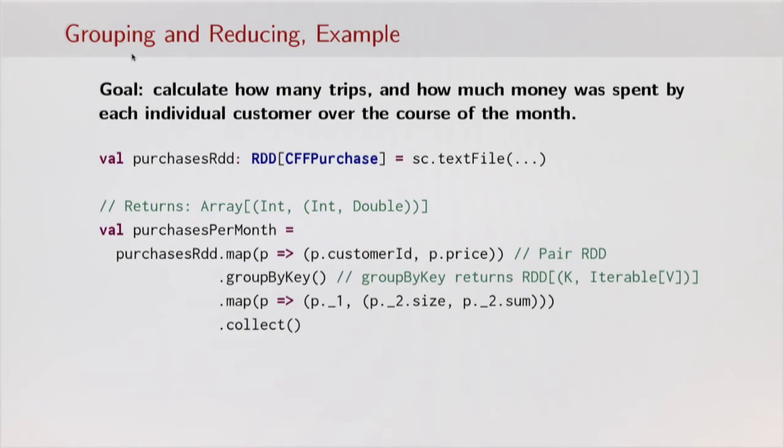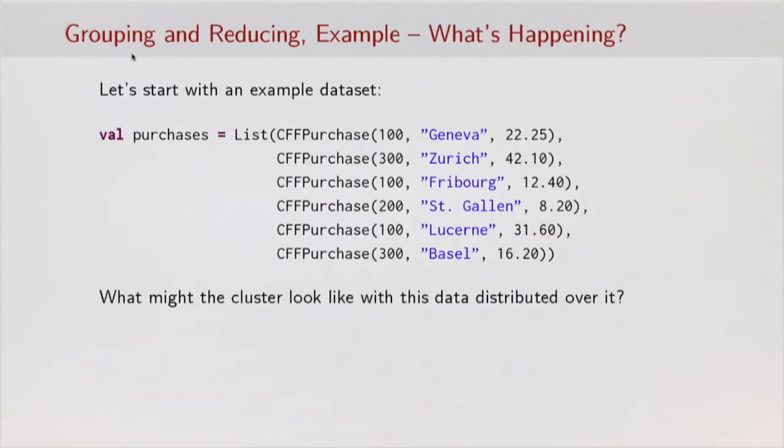And finally, since none of the methods we called so far are actions yet, we have to call an action just to kick off the computation. So in this case, we call collect to collect all of the results onto the master node. Now that we understand an example solution to this problem, let's step through what's really happening with the data, given some sort of example data set.